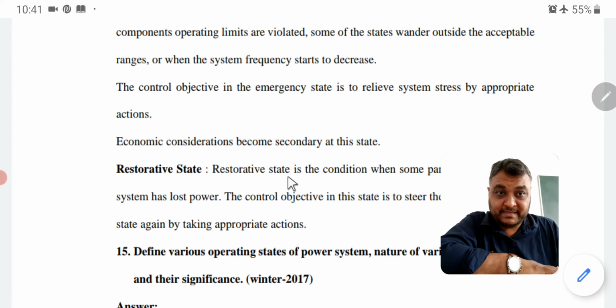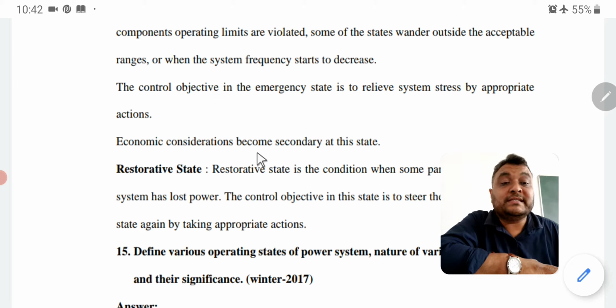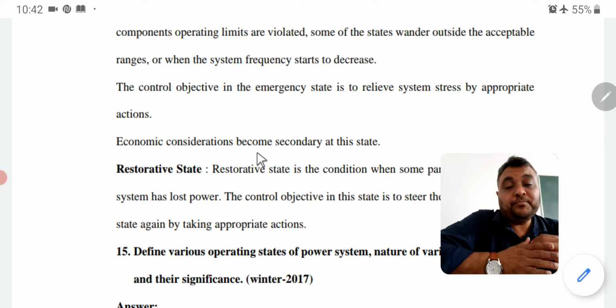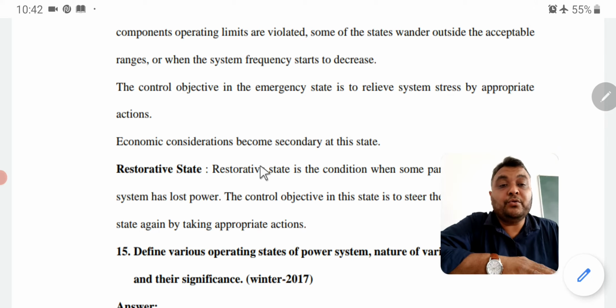So in the emergency state, economic consideration becomes secondary. The priority is given to the security of the whole power system and the security of all the equipment which you are going to use.